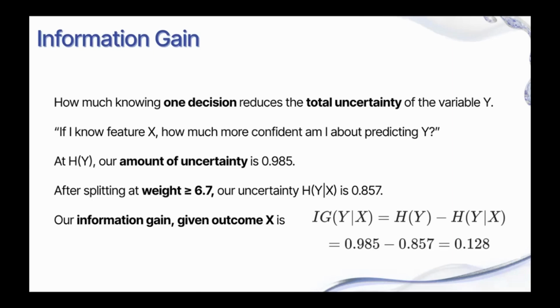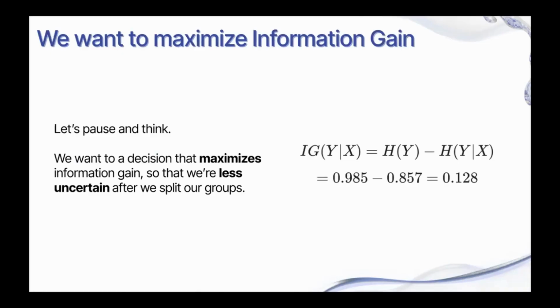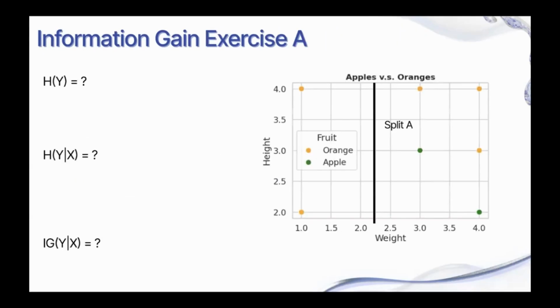We need to maximize the information gain. Yep, that is exactly the next slide. So we want to maximize your information gain, right? We want to make a decision that maximizes it such that we are less uncertain after we split our groups. And to actually let you have an understanding of this, I'm gonna let you do an exercise.